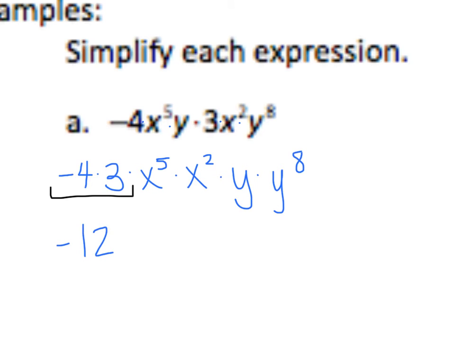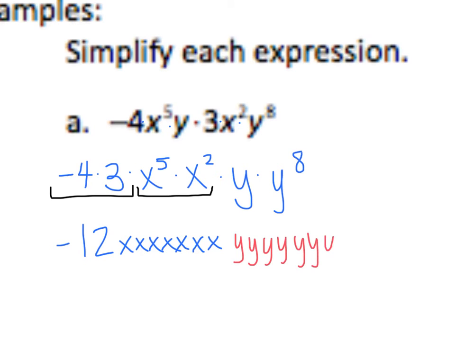And I'm going to write this out again. This is something that you don't have to do, I just think it's helpful, especially in the beginning. 2, 3, 4, 5, and then I have another 2. And then the y's, I have 1 y and then 8. 1, 2, 4, 5, 6, 7, 8. Okay, so I wrote out 8 y's and then that 1 y.